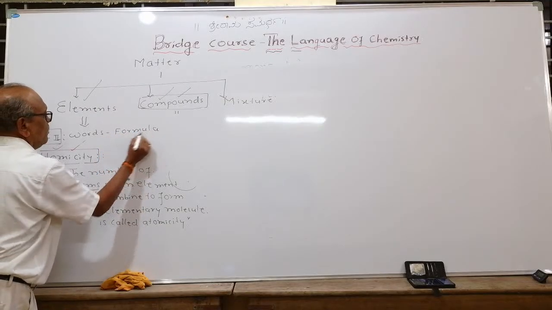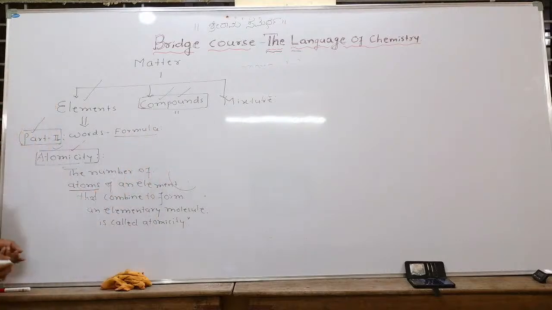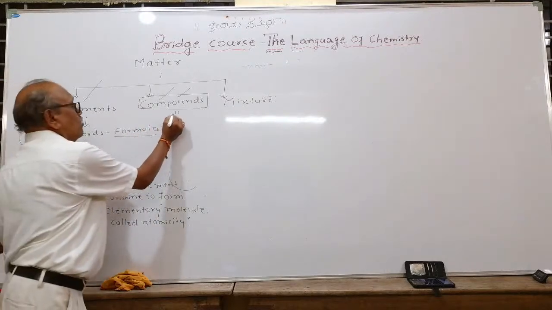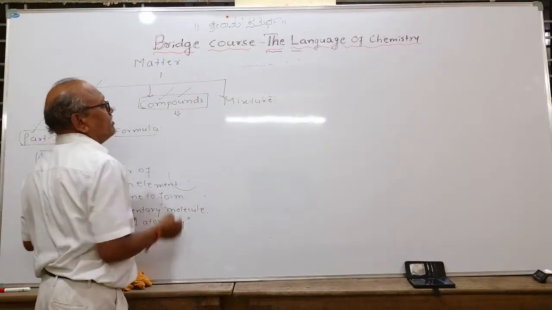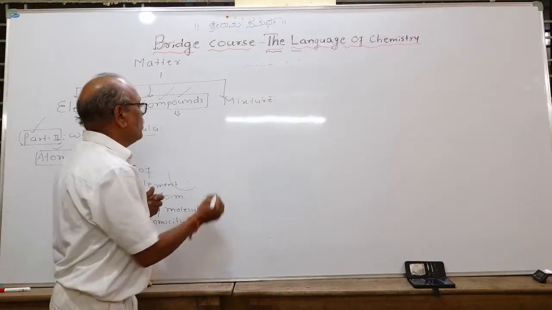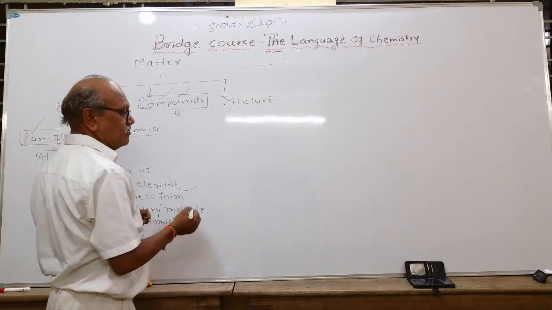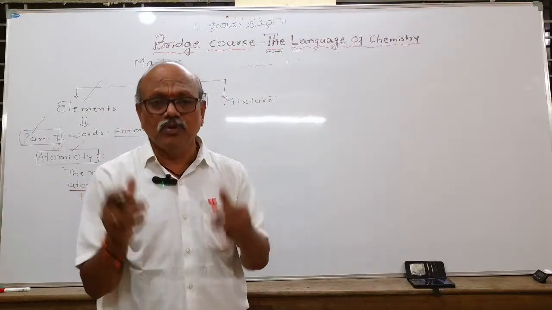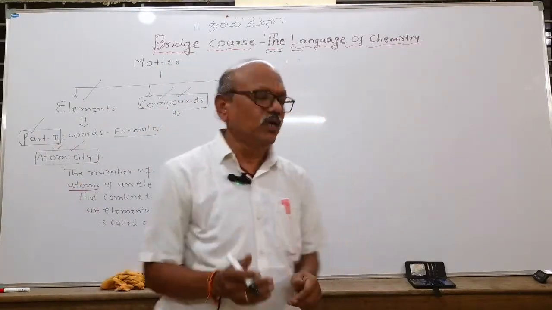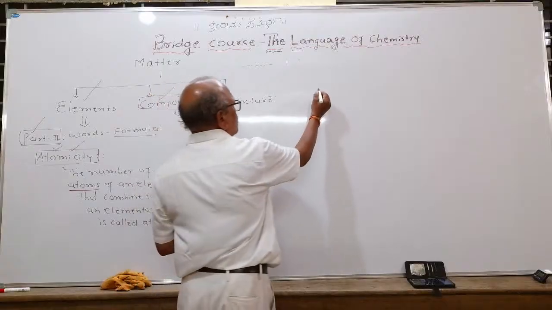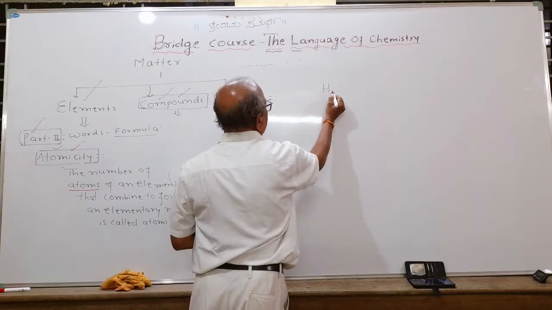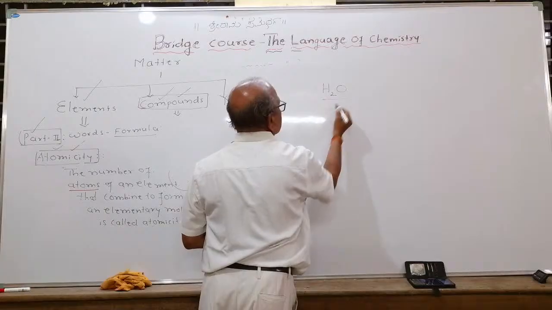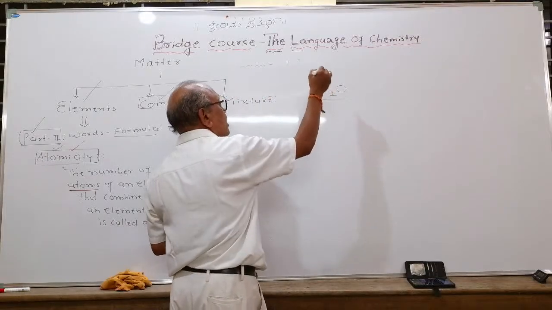Before learning the formula, we have to understand what is the meaning of a compound. Compound is a pure substance. For example, H2O. Some of the popular compounds you know. We are drinking water, H2O. What does it represent? This represents a compound.